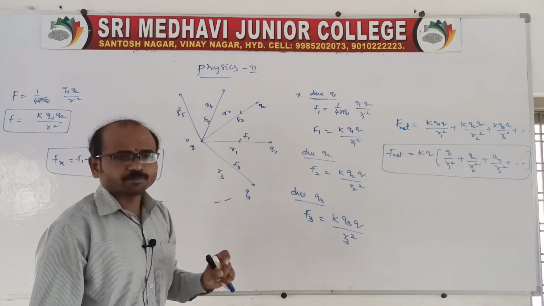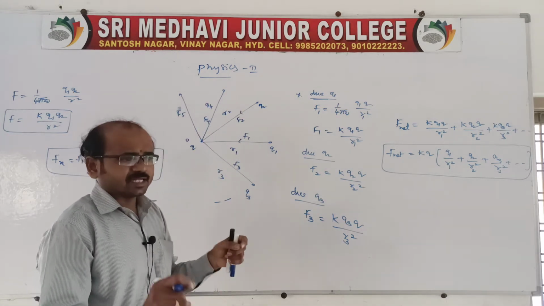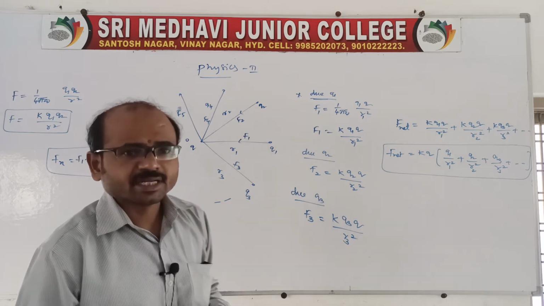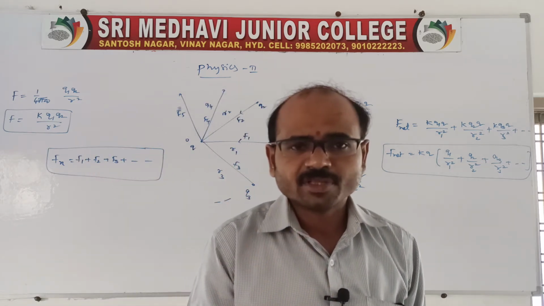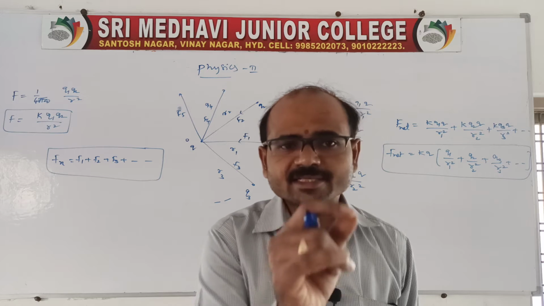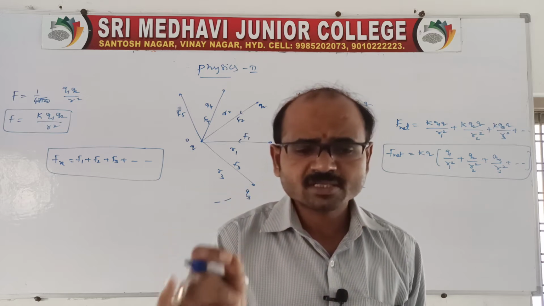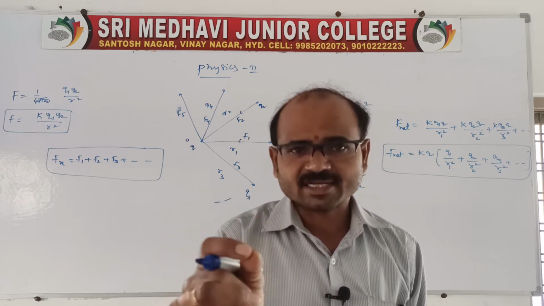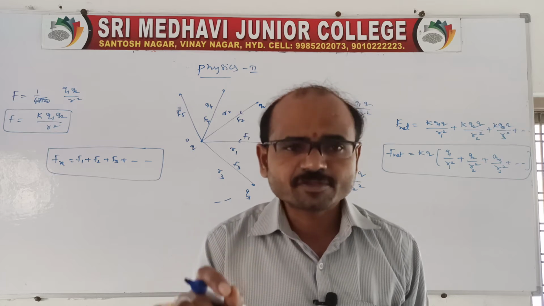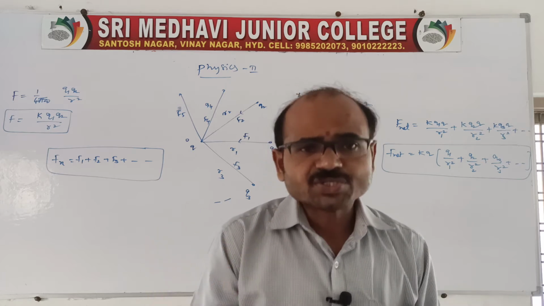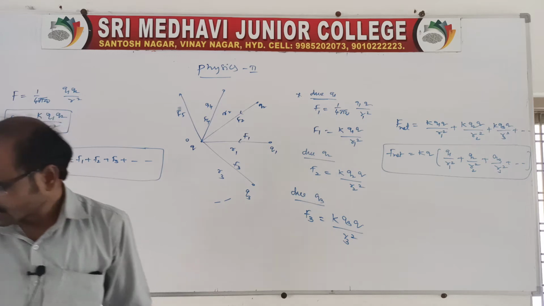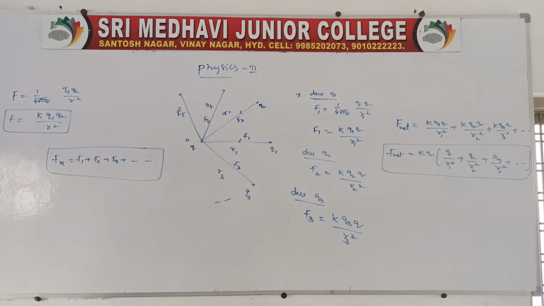Therefore, according to the principle of superposition, when a number of forces are simultaneously acting at a point, the resultant force is represented as the sum of all forces. The sum of all forces gives a resultant. It is nothing but the principle of superposition. This is force due to multiple charges, which is the one question. It is for Coulomb's inverse square law. Clear?